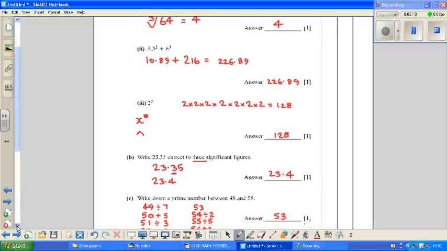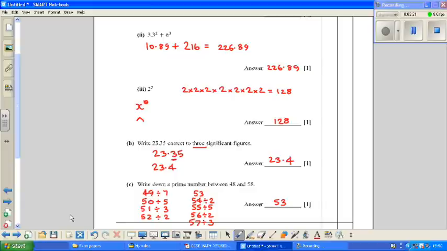And the last one in this question is write down a prime number between 48 and 58. There's probably no easy way to do this because it's very difficult to learn off all the prime numbers. But what you need to remember is that a prime number only has 2 factors, 2 numbers that divide into it, 1 and itself. So if you can find any other number that divides into the number, it's not prime.